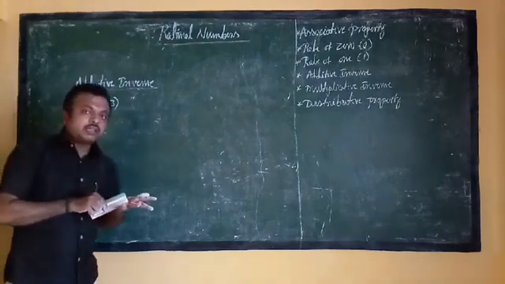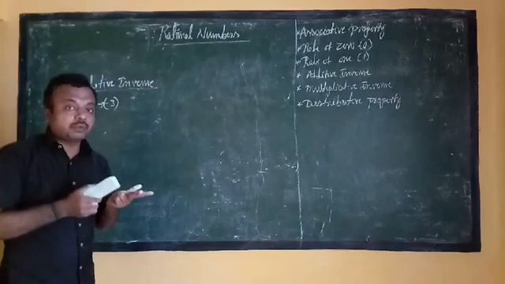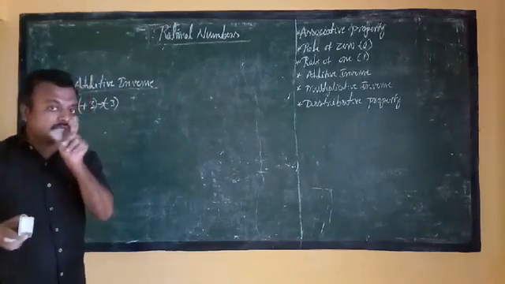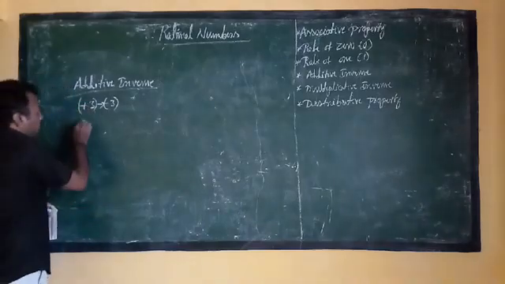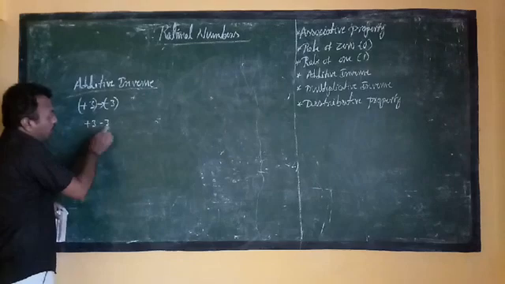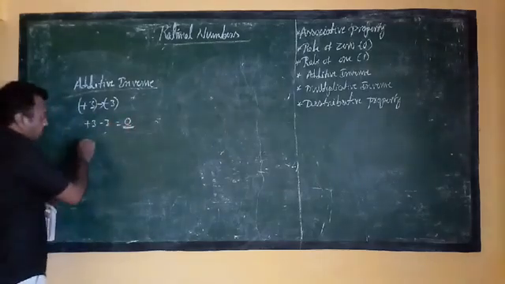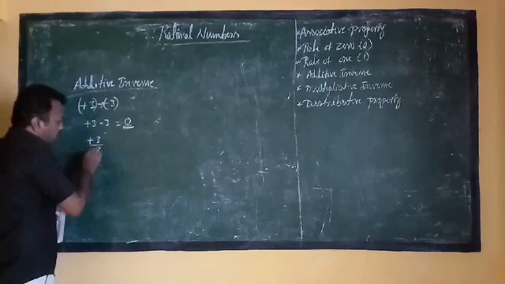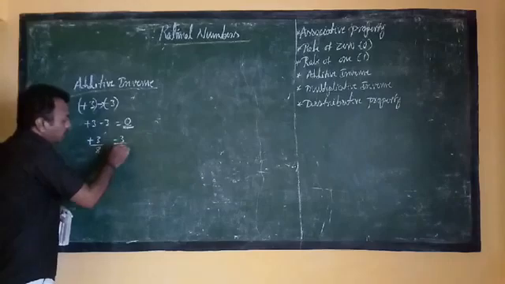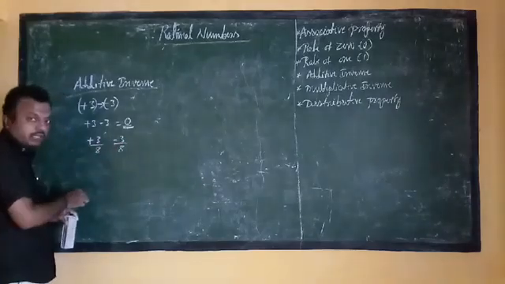The sum of any rational number and its additive inverse remains 0. See students, plus 3 is one number, the inverse number is minus 3. If you do the sum, what will be the result? 0. Plus 3 by 8 is one of the rational numbers. What is the additive inverse of 3 by 8? Minus 3 by 8, correct?